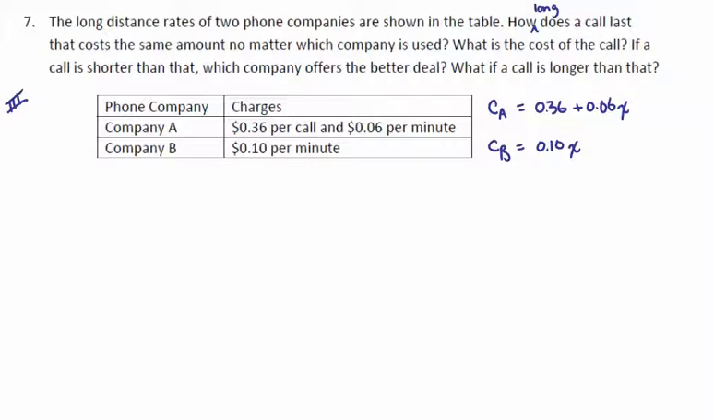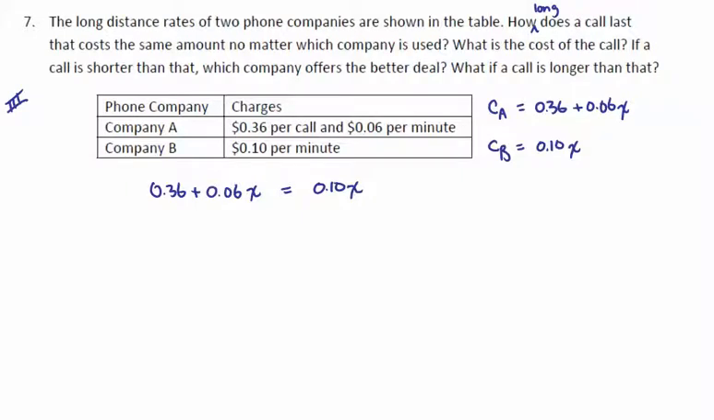And we want to find out for how many minutes the cost of a call for either company will be the same. And the way we're going to do that is by setting these two equations equal to each other. This is the cost for company A, and this is the cost for company B. When we set them equal to each other and solve for x, we'll find the number of minutes for which the cost of the call is the same regardless of which company we use.